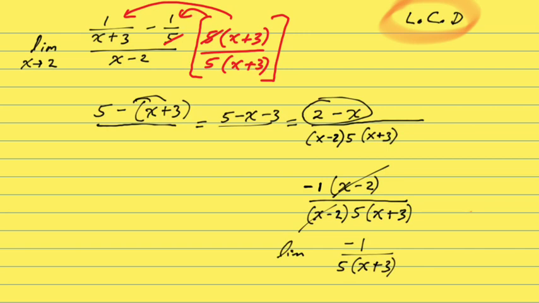I'm doing the limit as x approaches 2. So now I can replace the x with a 2, and I get negative 1 over 5 times 2 plus 3, which is 5. 5 times 5 is 25, and that's this one's result. Again, that technique is least common denominator.